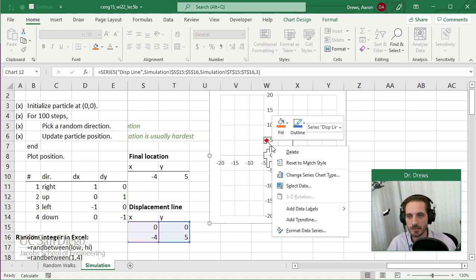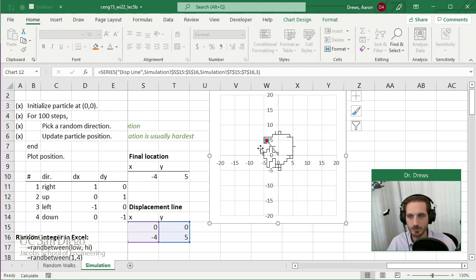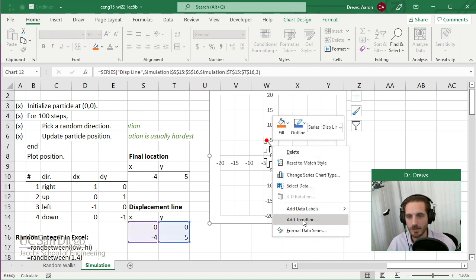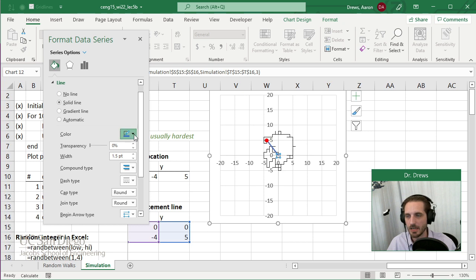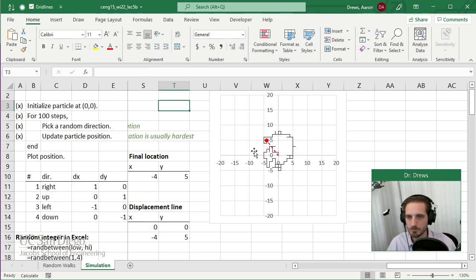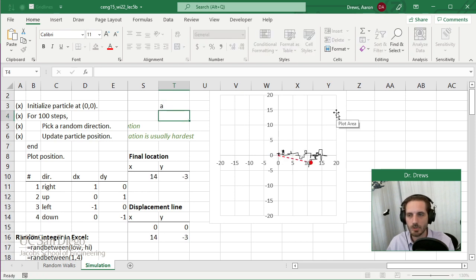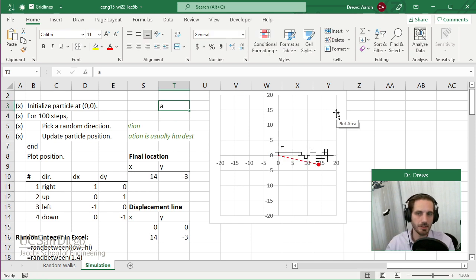And we've got our line, which is a little easier to interact with than the other ones. So I can say format data series. There's no markers on this one. We can adjust the line. I'm going to make it a red dashed line just so that it stands out a little bit different from all of the other ones. Red, not, there we go. So now I've got this little dashed line that connects my point to the origin out to wherever the final location is.